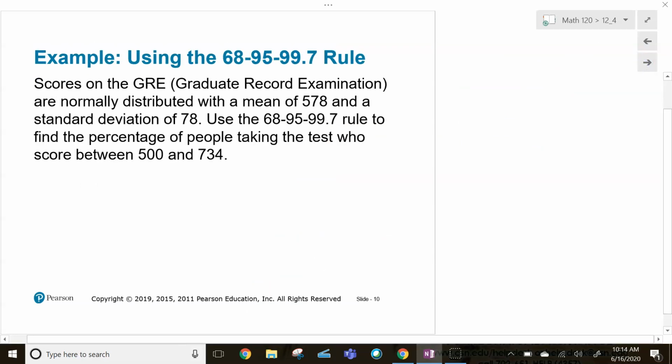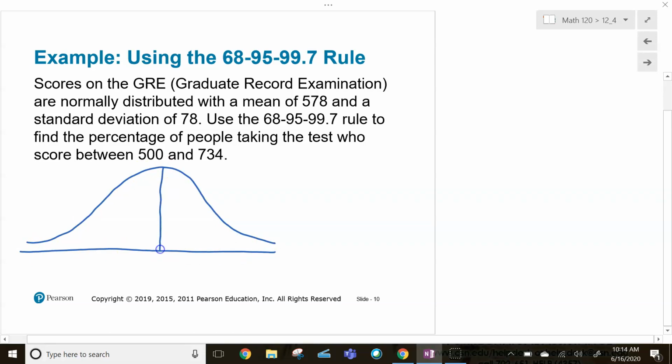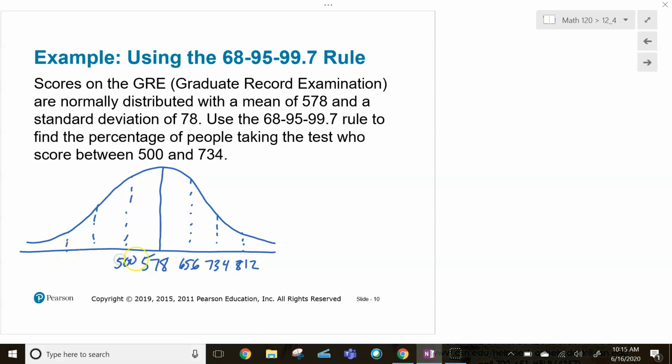Let's do some more here. We've got scores on the graduate record examination, normally distributed with a mean of 578 and standard deviation of 78. So 578 plus 78, we got 656, plus another 78 would be 734, plus another 78, 812. Now let's go down 1, down 2, down 3. 578 minus 78, 500. 500 minus 78, 422.